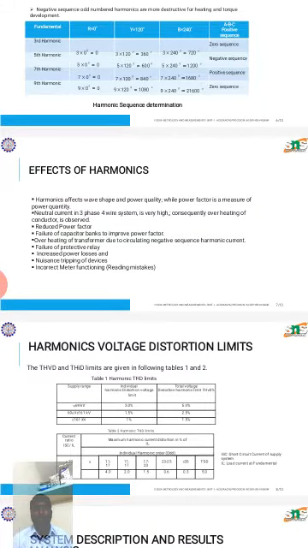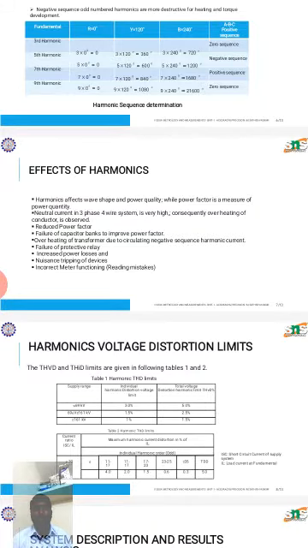Next, current ratio ISC/IL. What is meant by ISC? ISC is short circuit current of supply system. And IL means load current at fundamental, which is the maximum harmonic current distortion in the table. See this table.